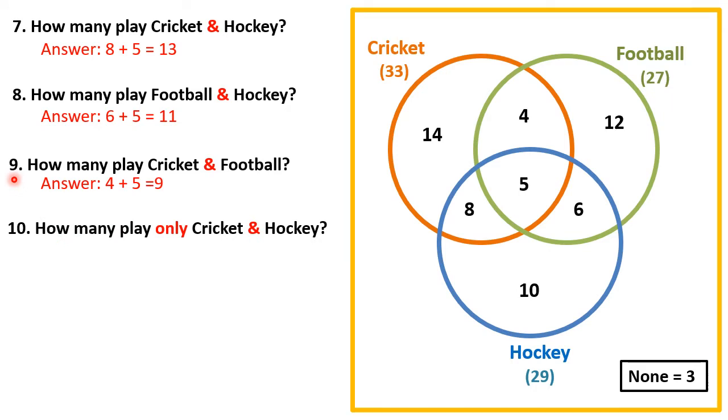Question number 10. How many play only cricket and hockey? Now, how many play cricket and hockey? That is equal to 8 plus 5, 13. How many play only cricket and hockey? The word only is very important here. Means they should not play any other game other than cricket and hockey. So the answer for question number 10 is 8. Only this region. They play only cricket and hockey.